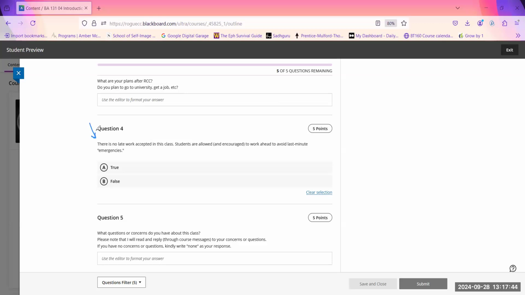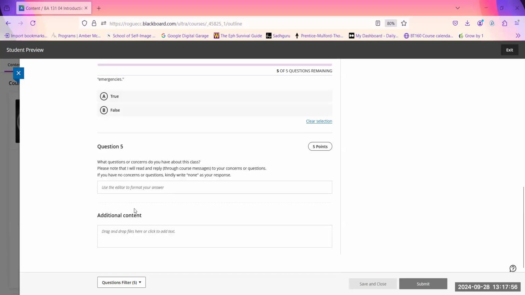Question 4 is a pretty easy one. There's no late work except in this class, and you just have to say true or false. I'll go ahead and tell you the answer. It's true. I don't accept late work in this class. Okay, let's take a look at question number 5. This one is also another really important one that I hope you'll take some time to answer.